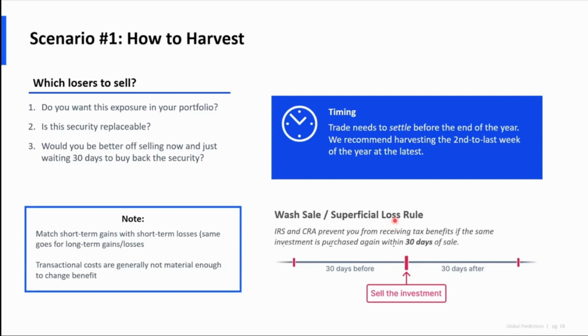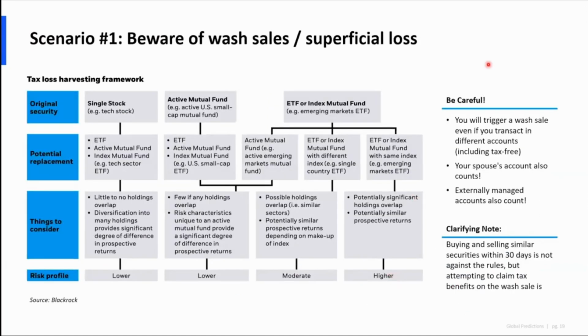Okay, so the wash sale rule, super important detail to know about. Basically the IRS and the CRA prevent you from receiving tax benefit if the same investment is purchased within 30 days of sale. And so we went through one example about how that might work in the situation where you had sold the SPY stock and the ETF and then bought it right back. If you're thinking, oh, I'm really clever, maybe I'll just double up on my exposure the day before and then sell, that doesn't work either. It's a symmetrical window. So 30 days before, 30 days after. And then there's a couple other things to note, which we'll go through on this slide here.